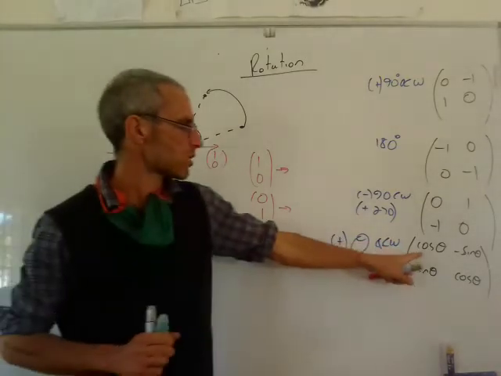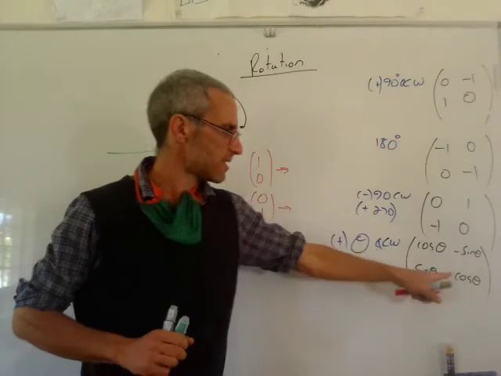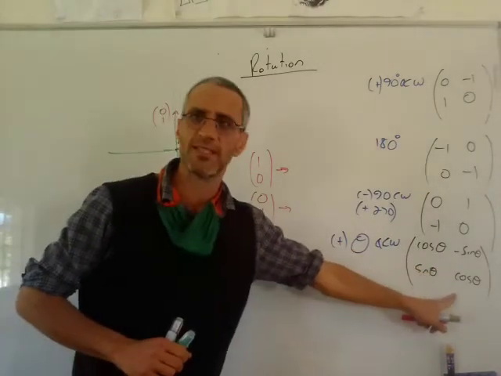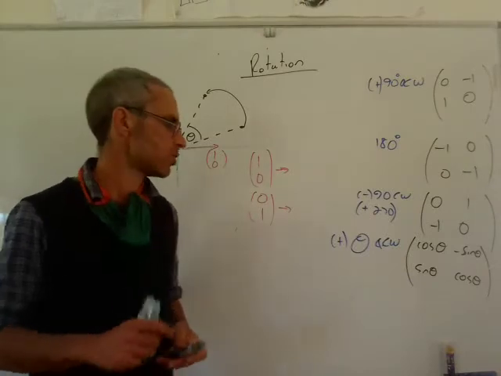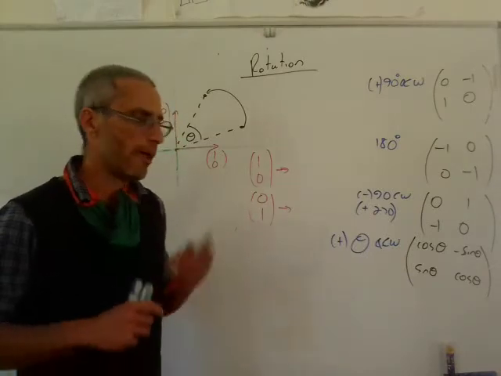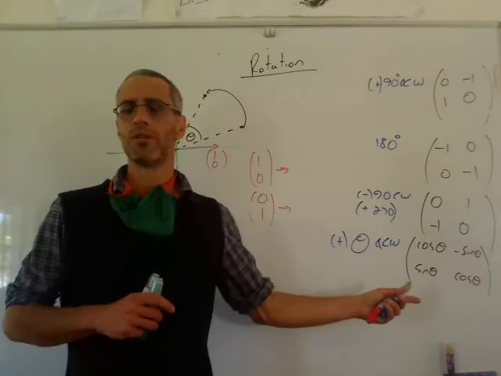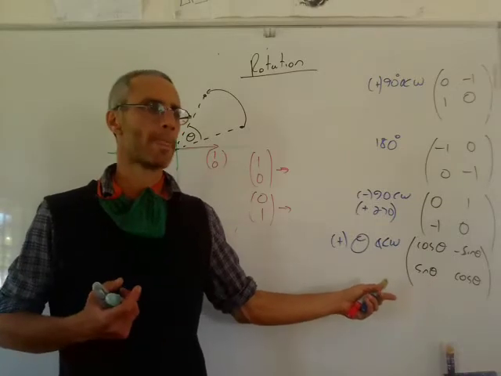The matrix of transformation is cosine theta, minus sine theta, sine theta, cosine theta. Quite similar to that reflection one we had, but not the same. It will be given to you in the formula sheet, so it's not a problem.